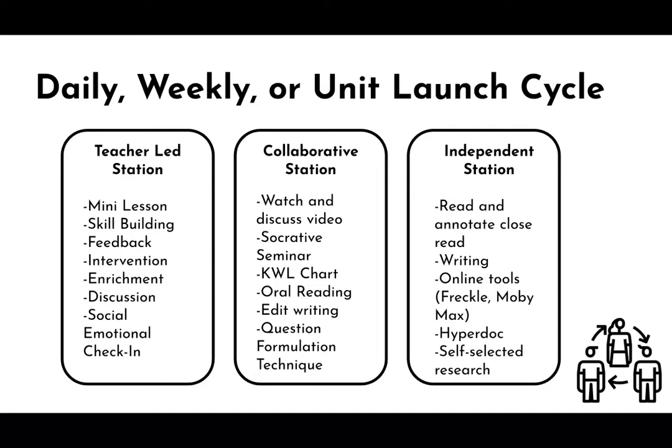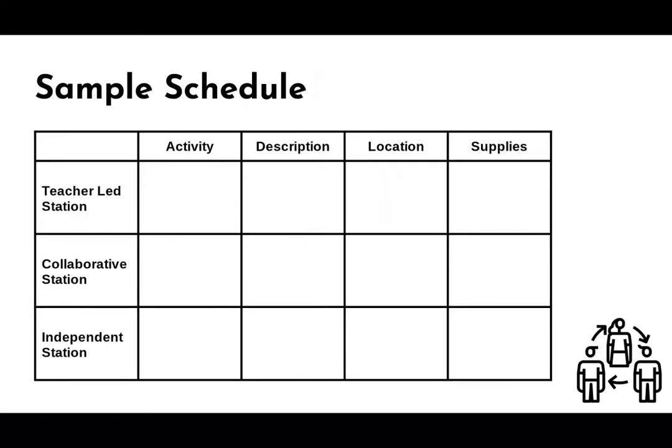So these are what I'm proposing the 3 stations be, whatever cycle you choose to do: daily, weekly, or even a unit launch. This is a sample schedule. You can see on the left, teacher-led station, collaborative station, independent station. So this is almost your lesson plan. What's the activity? What's the description of what's going to happen during that station? Then the location, where is this happening? And then what supplies are students going to need?